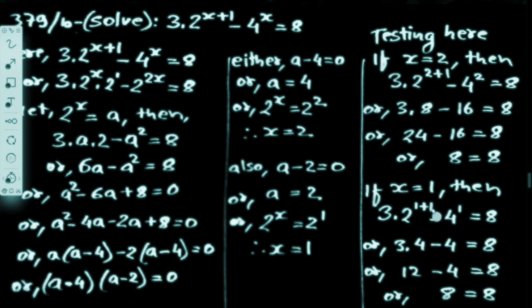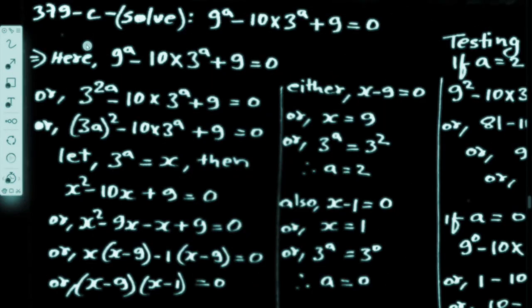It means that our second answer, x equal 1, also satisfies the equation. It means we get two answers, x equal 1 and x equal 2, both are right answers, and we solved this equation.